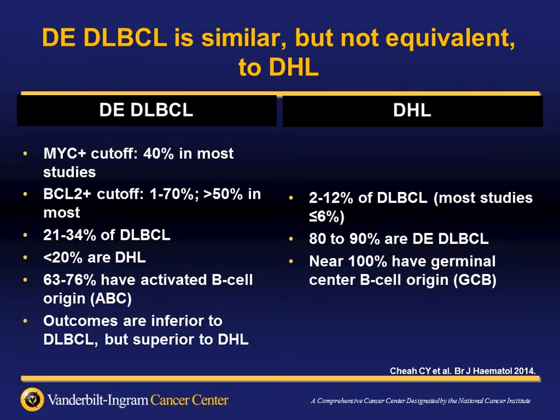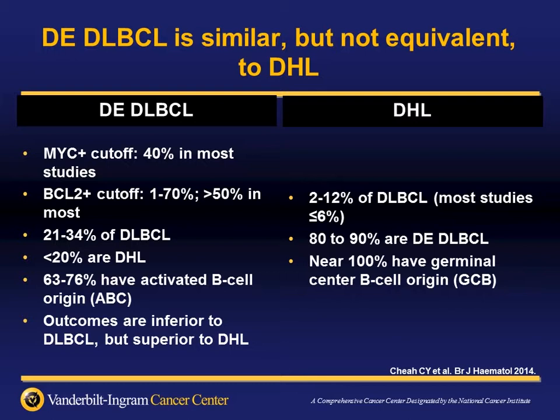So double expressor large B-cell lymphoma is similar but not equivalent to the double hit lymphoma. So for double expressor, they use these cutoffs. It's in 21 to 34% of diffuse large B-cell lymphoma. Less than 20% are double hit lymphomas, and 63 to 76% have the activated B-cell type. The outcomes are inferior to large B-cell lymphoma but superior to true double hit.